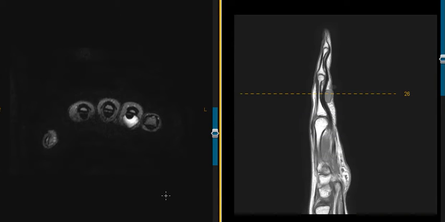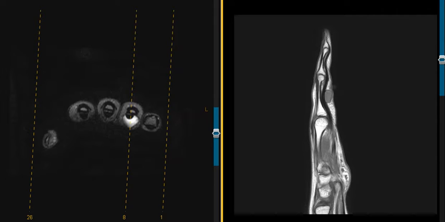Hello, this is Dr. Gay from First Look MRI, and this is a 16-year-old female who complains of a palpable abnormality over her fourth finger. So this is her fourth finger, ring finger, and we see that she does have a little ovoid area right here over the palmar aspect.